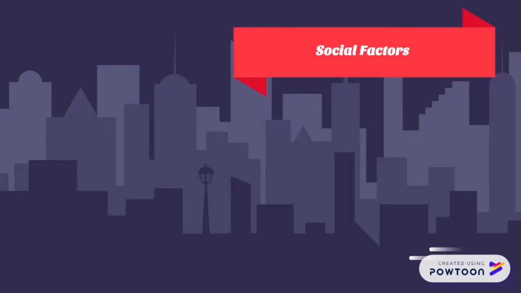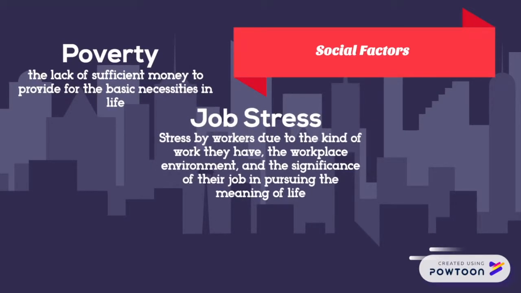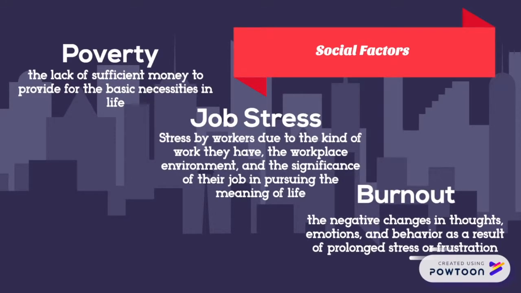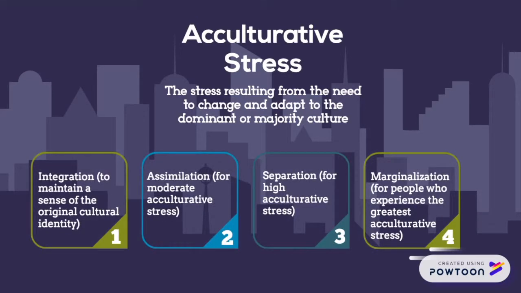Social factors that influence stress include poverty, job stress, or stress by workers due to the kind of job they have, the workplace environment, and the significance of their job in pursuing the meaning of life. And lastly, burnout, the negative changes in thoughts, emotions, and behavior as a result of prolonged stress or frustration. Acculturative stress, the stress resulting from the need to change and adapt to the dominant or majority culture. The methods on how people deal with acculturative stress, from lowest to highest stress, include integration, assimilation, separation, and marginalization.